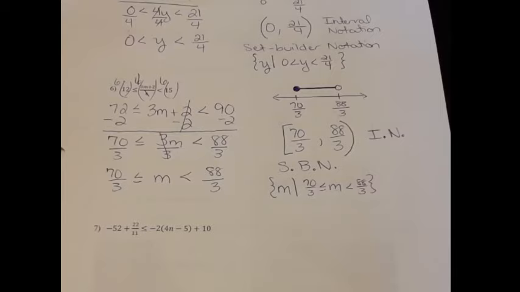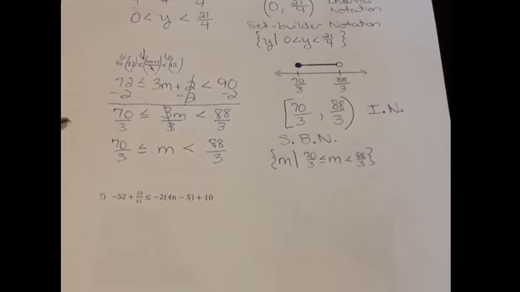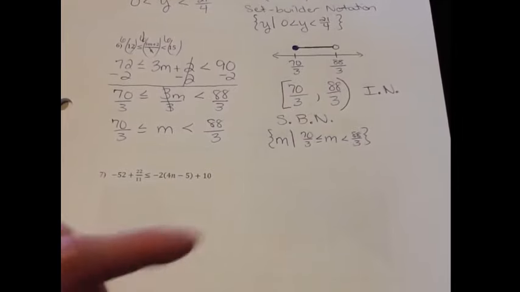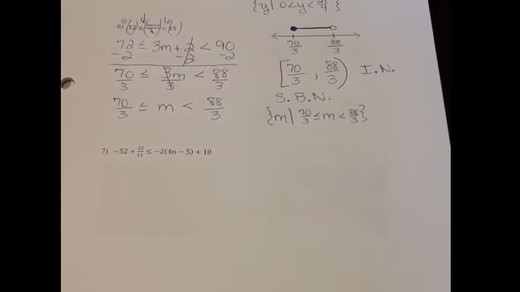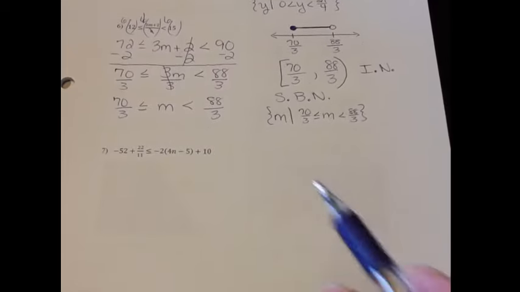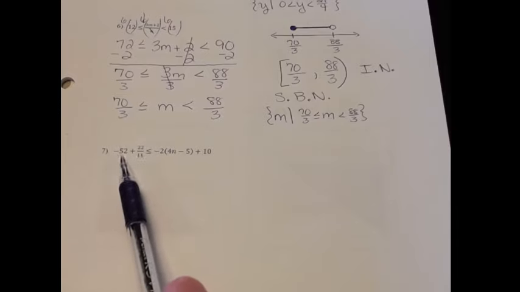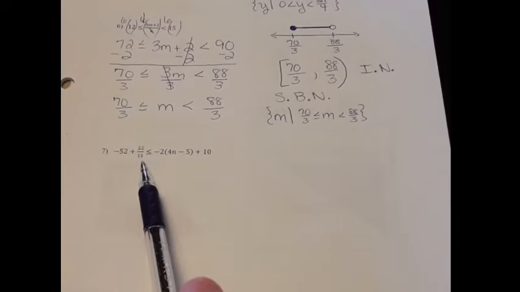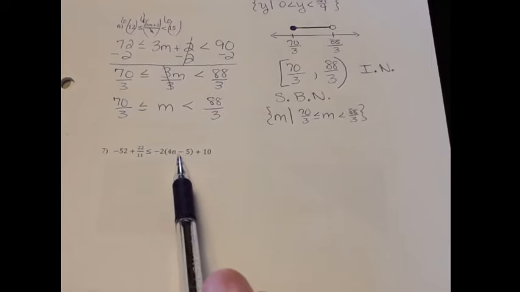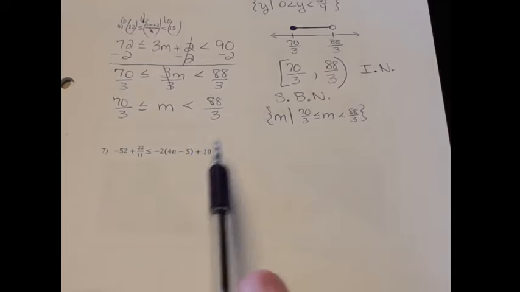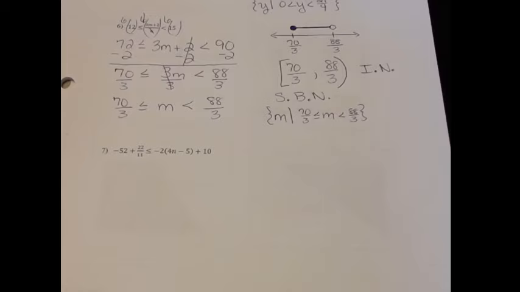Wonderful. What I want you all to do is take a moment to answer number 7. So I'm going to give you 2 minutes to run through number 7, draw it on a number line, write your answer in interval notation and set builder notation. In case this is a little hard to read, this says negative 52 plus 22 divided by 11 is less than or equal to negative 2 times 4n minus 5 plus 10. 2 minutes starting now. Type in your answers into the live chat so I can see what you're getting. Go for it.